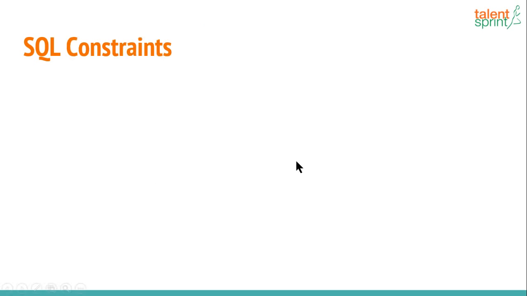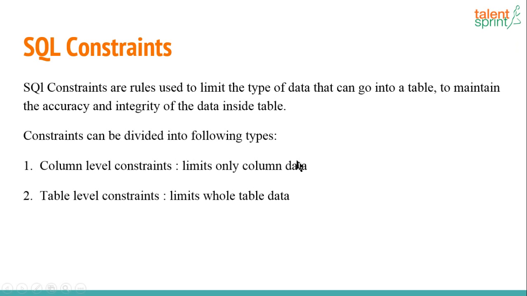Next up and final one, SQL constraints. Constraints are rules used to limit the type of data. You don't want all garbage sort of data going into your SQL tables, right? Let's say you have an email column in your SQL table. You can constrain it so that there has to be a dot, there has to be an @, there has to be a .com, right? You can mention these details.